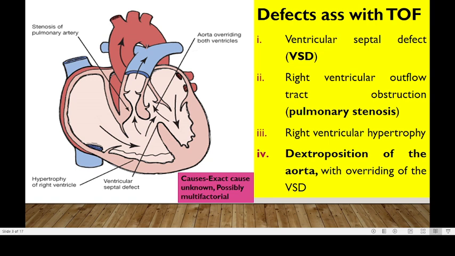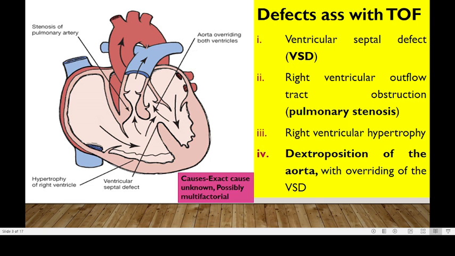Lastly, we have the right ventricular hypertrophy, and the right ventricle will become thickened and enlarged, and this is majorly due to increased workload caused by the pumping of blood through the narrowed pulmonary artery or the valves. All right, and all these will lead to the tetralogy of Fallot.